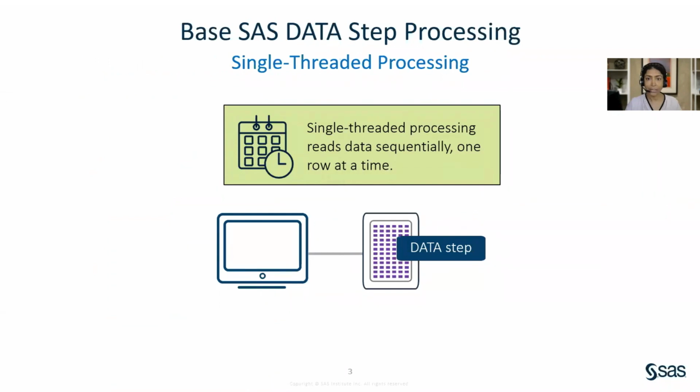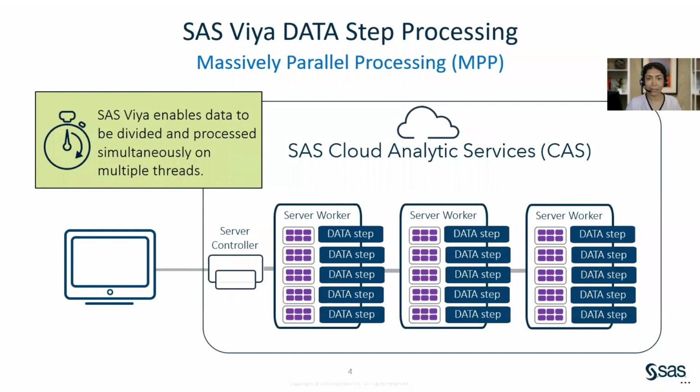So if we consider base SAS data step, when it's executed in base SAS, it runs in a single thread on the SAS workspace server. Processing data in a single thread reads data sequentially, one row at a time. SAS Viya enables data to be divided and processed simultaneously on multiple threads. When a data step executes in CAS, each thread executes the program statements on its data, returns the results to the controller.